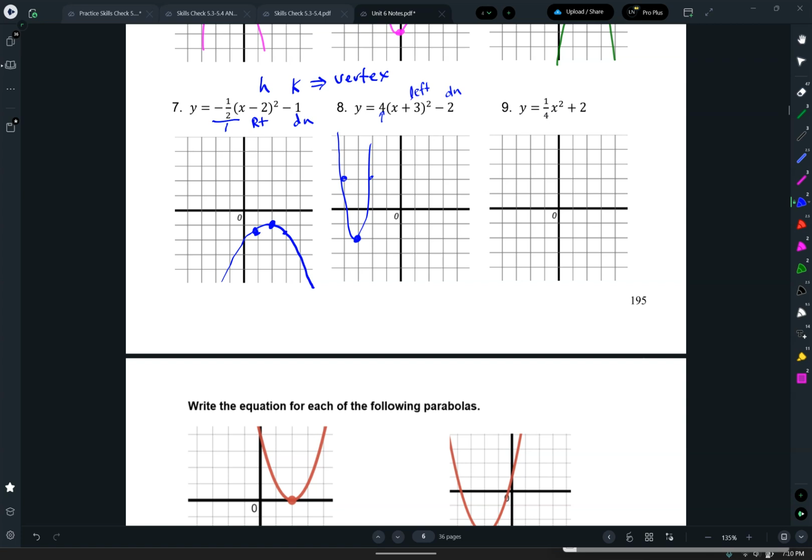Okay. And then the last one, number 9. Notice there's no parenthesis. That means it's not shifted left or right. So this one is just moved up 2. And then because of that 1/4 out in front, I'm going to go up 1/4 and over 1. So I'm just going up a teeny tiny bit and over 1, which means this parabola is actually going to be pretty wide. Let's see if I can do this side. Okay, so that parabola should look pretty wide.